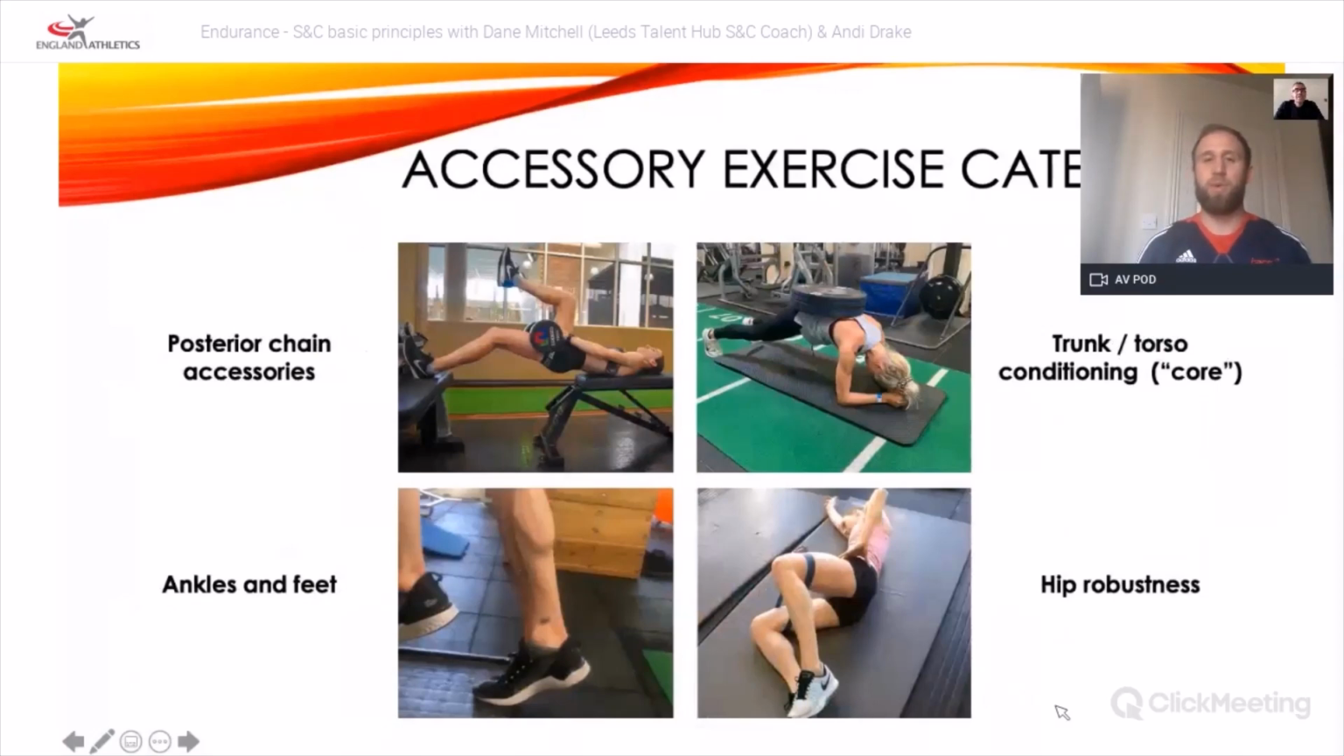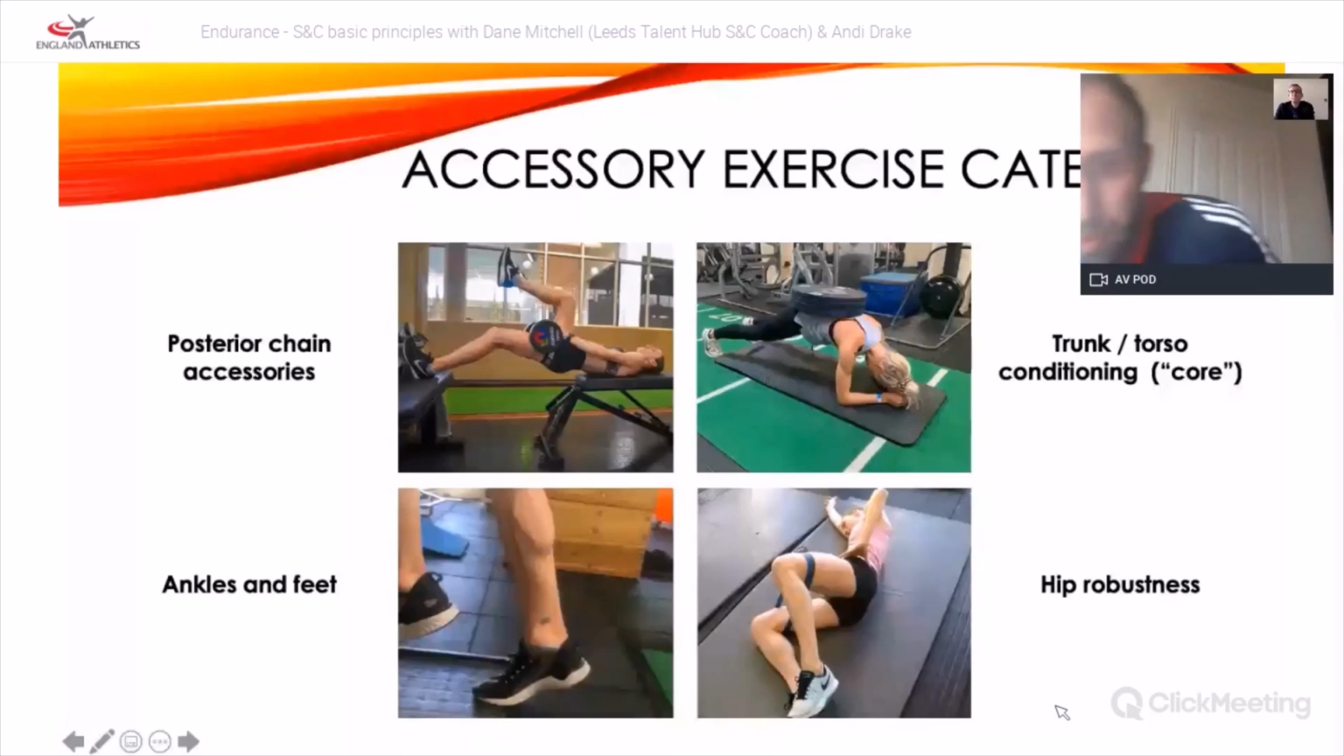So as I said, we do accessory exercises to condition tissues that are susceptible to fatigue and injury, perhaps. In running, the posterior chain muscles, the hamstrings, the glutes, lower back, are really important muscle groups. The hamstring is probably one of the most important muscles in running. We also categorize trunk or torso conditioning, so your core work or abdominal type work.